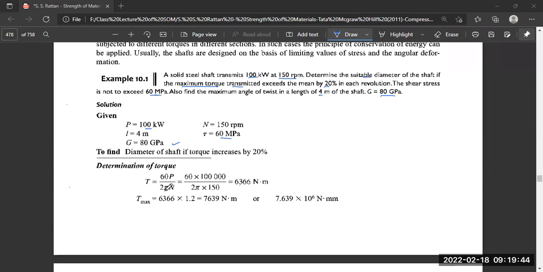T is equal to 60 P divided by 2 pi n, where P is given as 100 kilowatt, converted into watts by multiplying by 1000, and RPM is given as 150. If we put these values together, we get the torque equal to 3606 Newton meter. T max, the maximum torque which can happen, will be 20% more than this calculated, or design, torque. So we multiply it by 1.2 and get the maximum allowable torque, which is 7639.